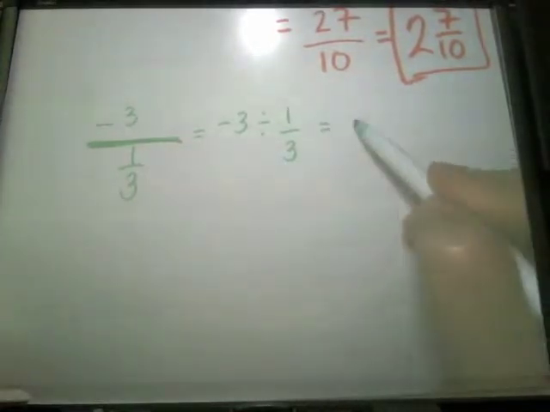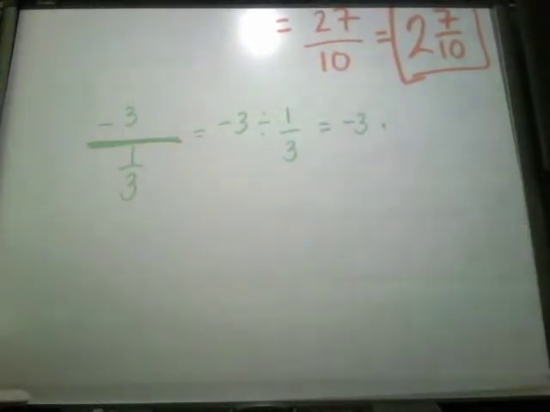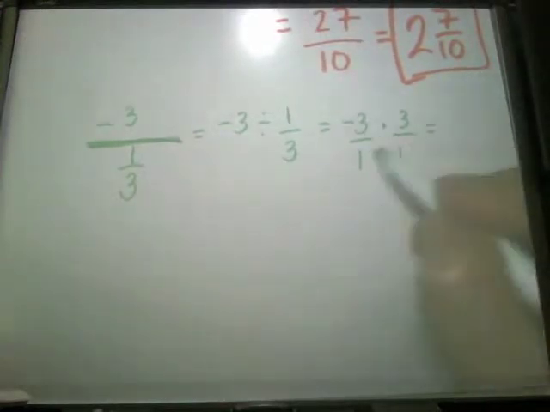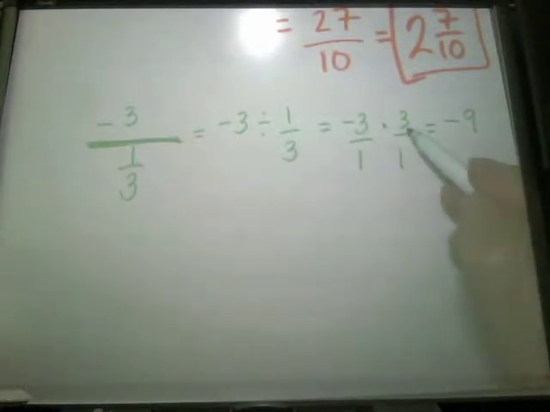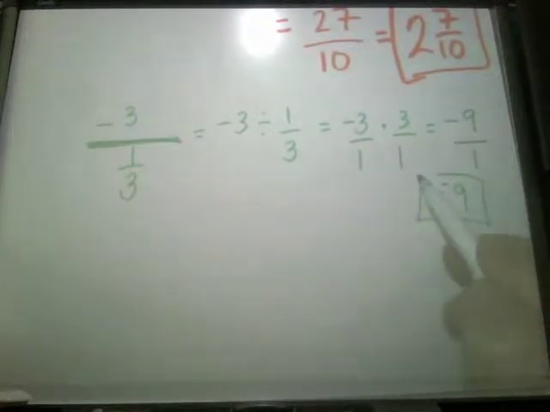Then we just follow the same steps. We keep the first fraction the same. We change division to multiplication. We flip the second fraction upside down to its reciprocal. If there's anything to simplify, we could try. There's nothing here. I get -9 because a negative times a positive makes a negative over 1. And -9 over 1 is just -9. So starting out here with just numbers, hopefully this is a simple review for most of you.